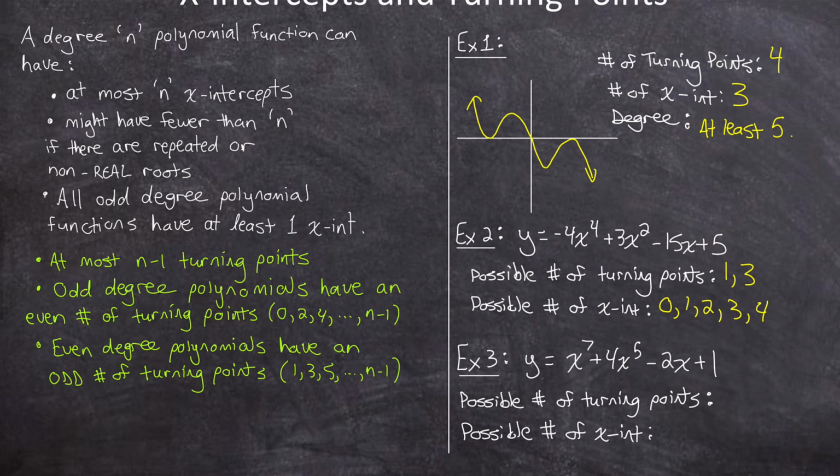So in example 3, where we have a degree 7 polynomial function, the possible number of turning points, since it's odd degree, would be any even number less than 7. So 0, 2, 4, or 6. And the possible number of x-intercepts at most is 7 or any number less, but we can't include 0 for an odd degree polynomial. So 1 all the way up to 7.